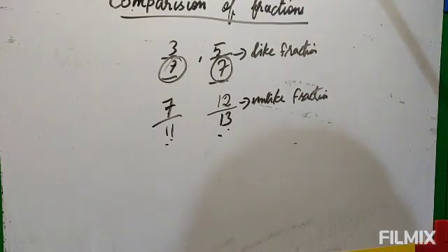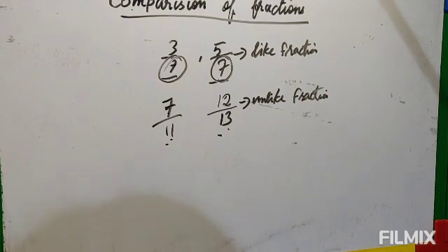Okay, so in comparing fractions, if they are like fractions, it is easy to compare. You can find which is the smaller one, which is the bigger one, and you can do ascending and descending order. That way you can do many things if you have like fractions. Okay, so let's see now how to do it.